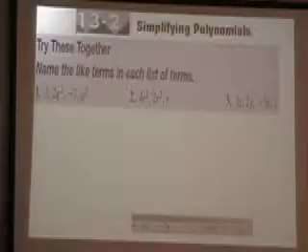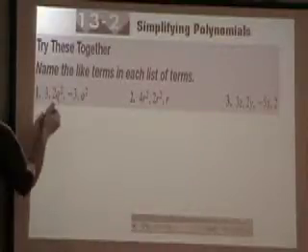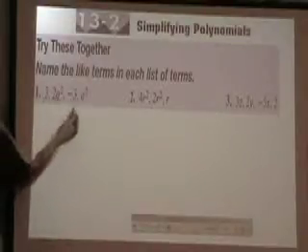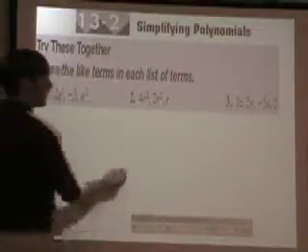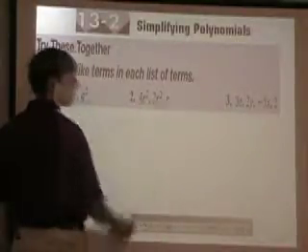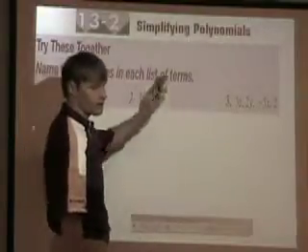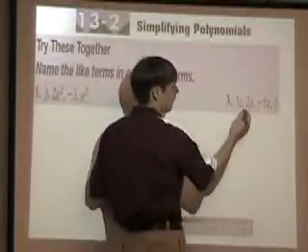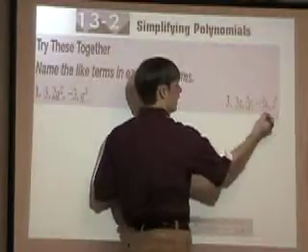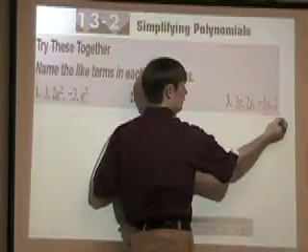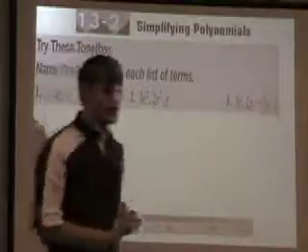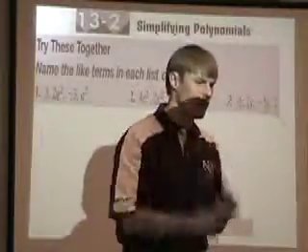Now here it says, name the like terms in each list. What's a like term with 3? Negative 3. What's a like term with 2q squared? 1q squared. What's a like term with 4r squared? 2r squared. What's a like term with r? Nothing. It's by itself, because there's nothing else with same variable, same exponent. What's a like term with 3z? Nothing. What about 2y? What about negative 5x? Nothing. What about 2? Nothing. For something to be a like term, it must have the same variable and the same exponent.